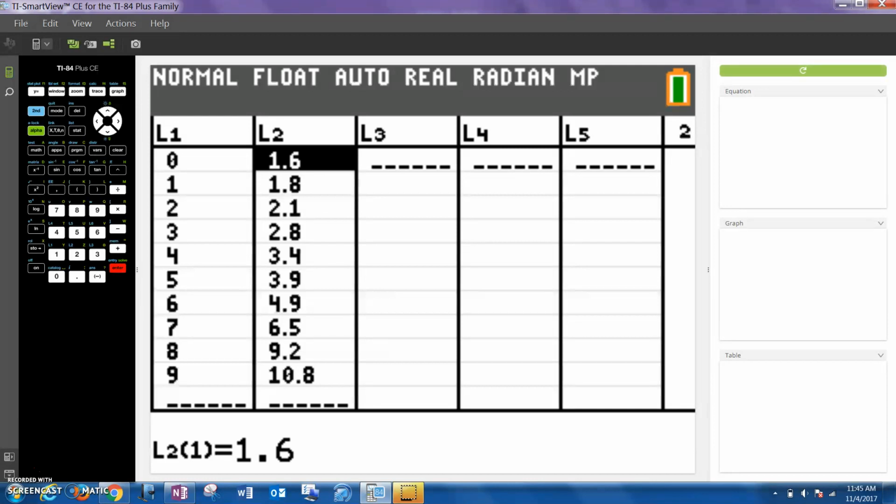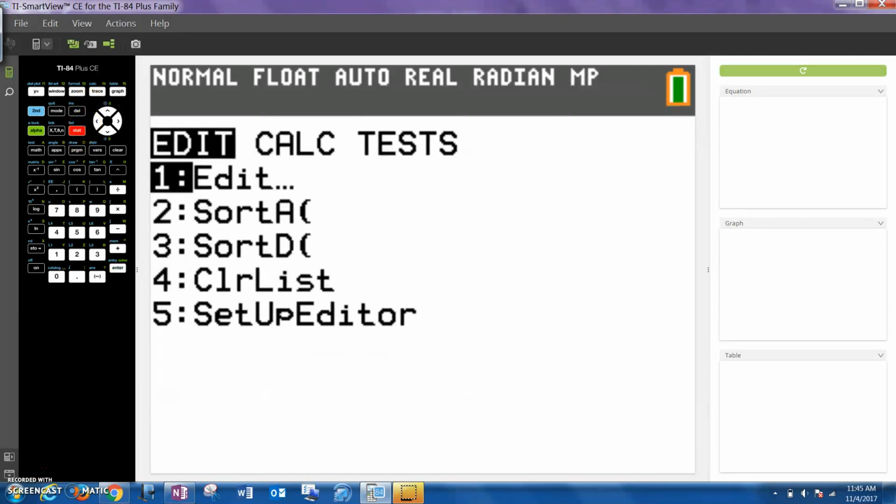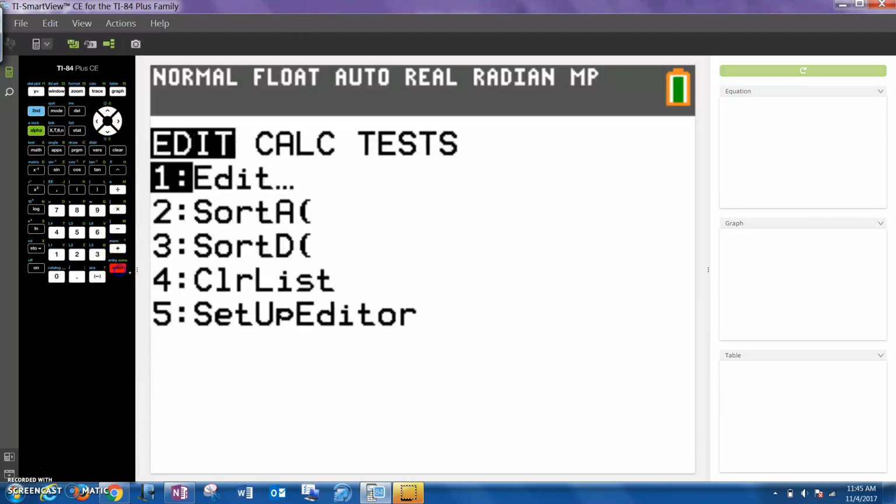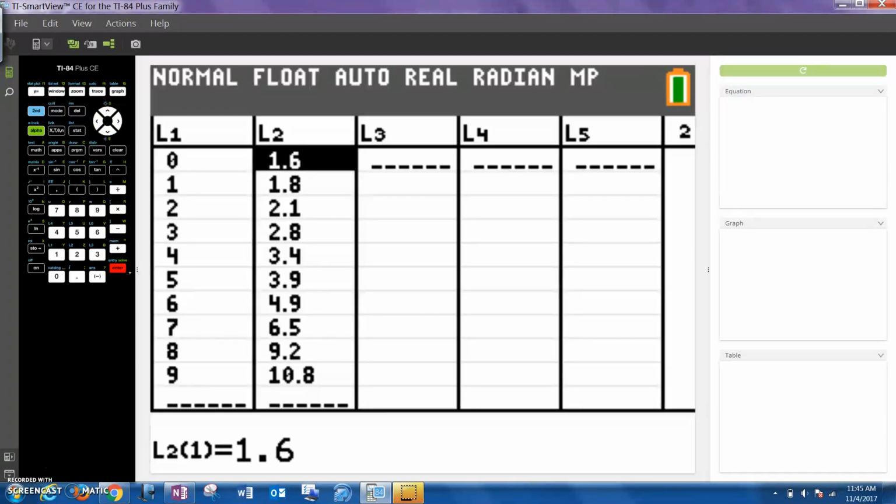Now, if you do not have L1, or you lose it or you delete it, remember to clear a list, you go up to L1 and you hit clear enter, not delete. If you end up deleting your list, you have to go to stat and then hit number 5 and then hit enter and it'll bring it back, okay? So again, if you lose your list, go to stat and then hit setup editor and then hit enter again. Anyway, your data should be in like that. So I'm going to proceed now.